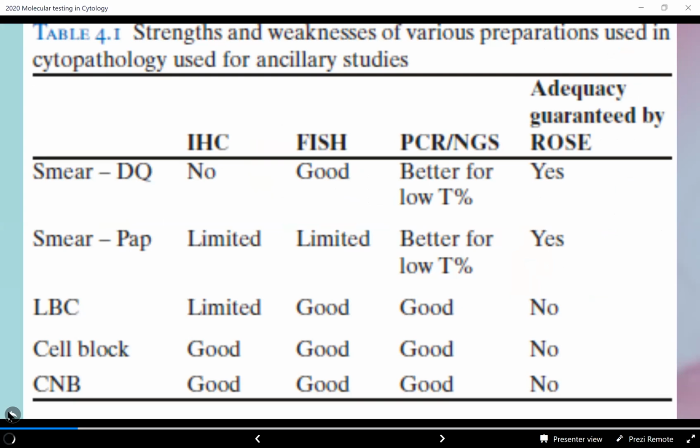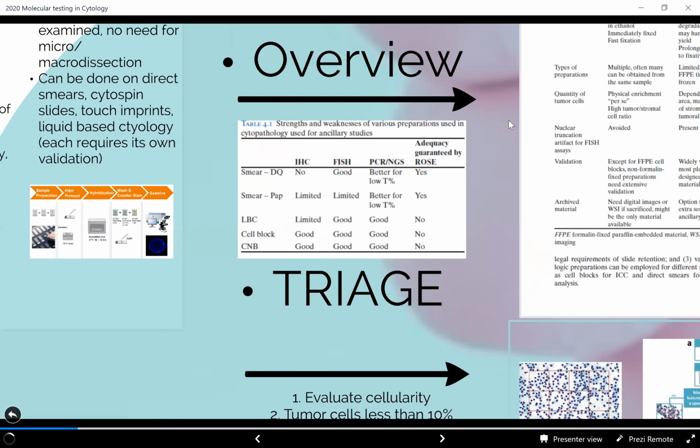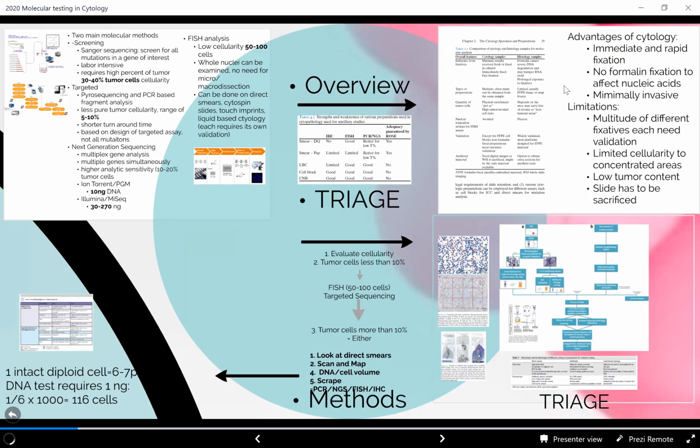So the rapid on-site evaluation, that's where the pathologist comes in. There's quite a few advantages of actually using cytology for molecular testing, including that it's a rapid fixation. There's no formalin that will affect the nucleic acids, and it's minimally invasive instead of taking out a huge biopsy. The limitations are that depending on each institution and the different kind of fixative used, each one would need a kind of validation. You have to focus on concentrated areas, and lastly, the slide has to be sacrificed.